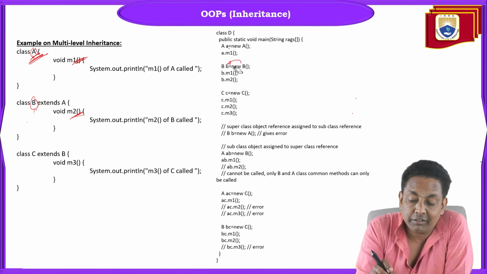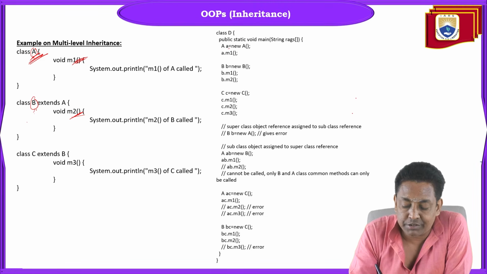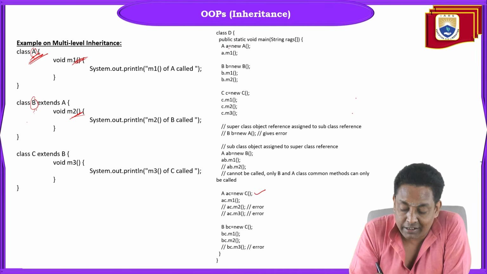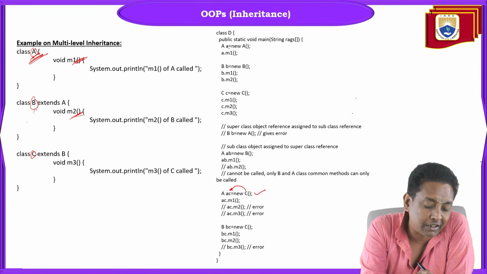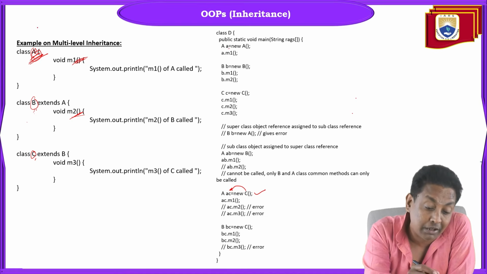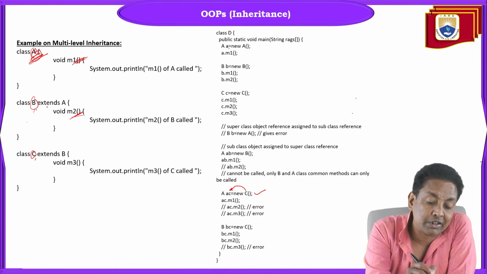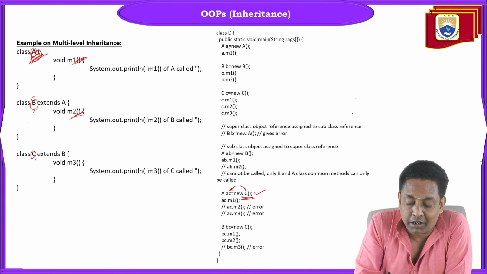Okay, then coming to the next one, which you can expect also. If you create an object of C and take the reference into A, the C class object is created and the reference is taken into A. Though memory is allocated to C for 3 methods, because the reference is taken into A, only the M1 method can be called.